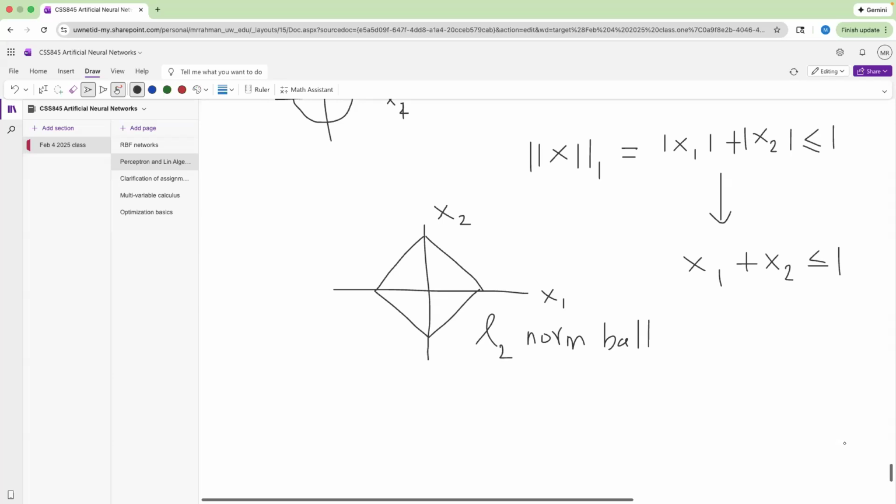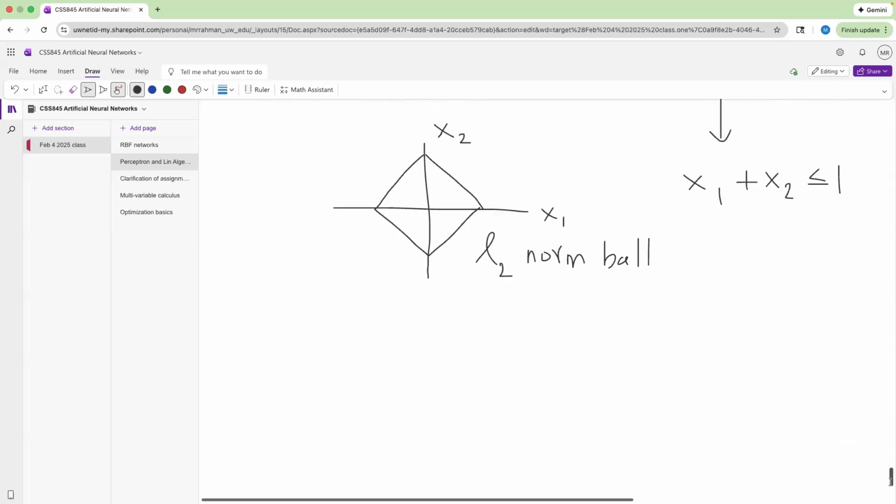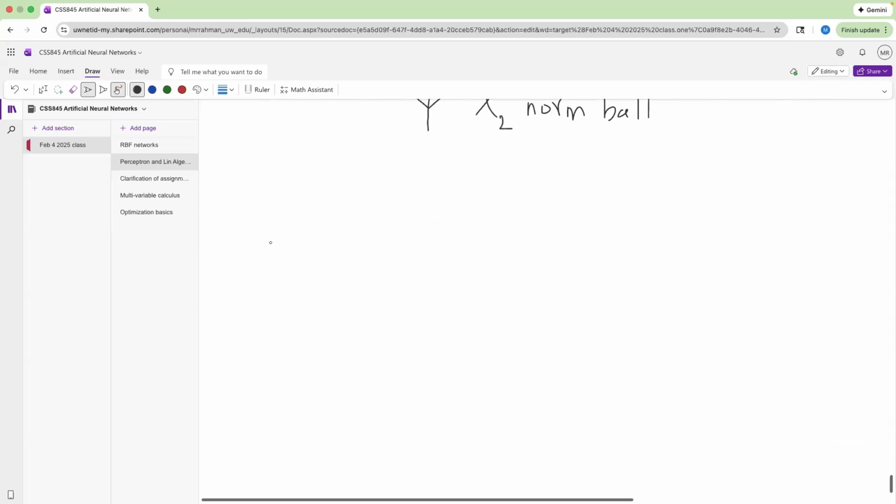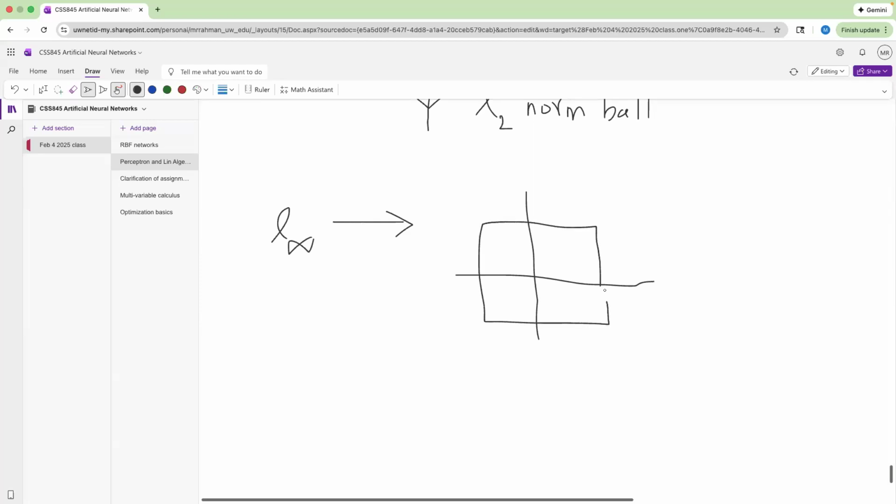And these pictures you would see a lot. That's why I'm trying to cover this. And I'll talk about this later in the next class. But the L infinity picture would actually look like this. I don't have time today because we're out of time, but I'm just going to draw this and then I'll let you go. This looks like a square.